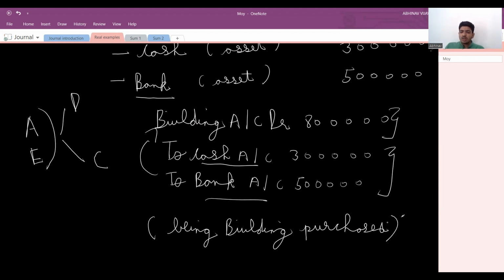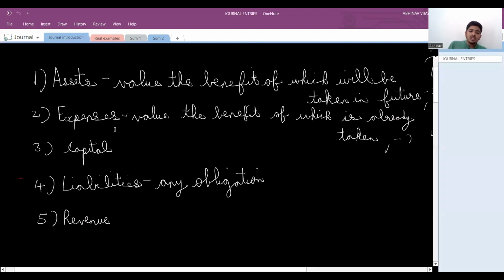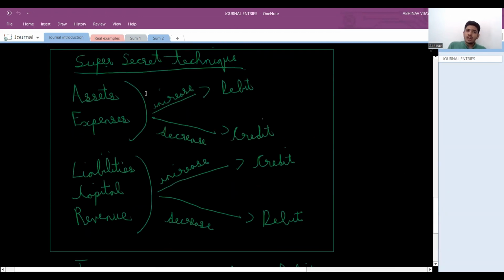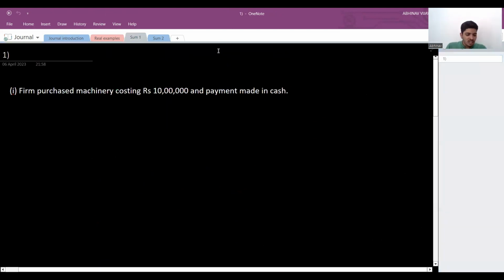Now, this concept is over. The concept of journal entry for now is over. We're going to start with sums now. Always keep this in mind: no matter what we do, we should always go back to our basics of this definition and this super secret technique. These two are enough to solve any question of journal entries. I'm going to just tell you how to use these two. Other than that, it's the same thing.